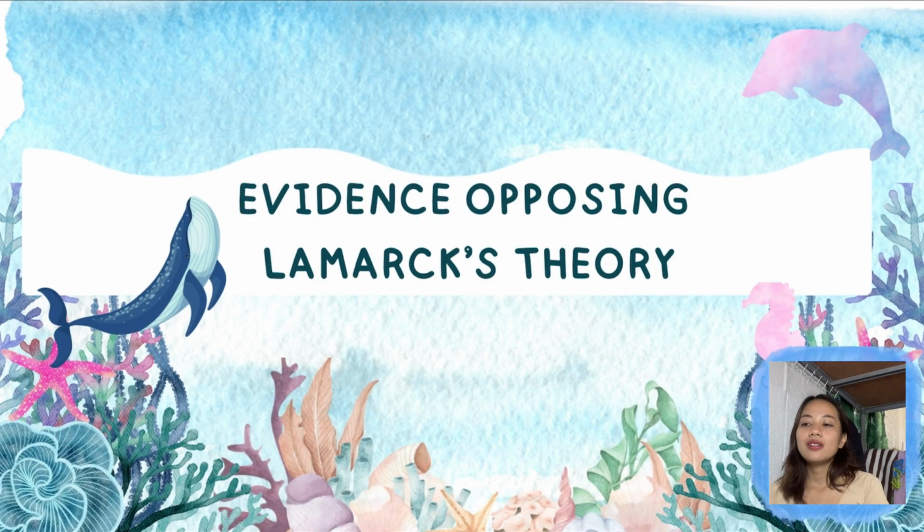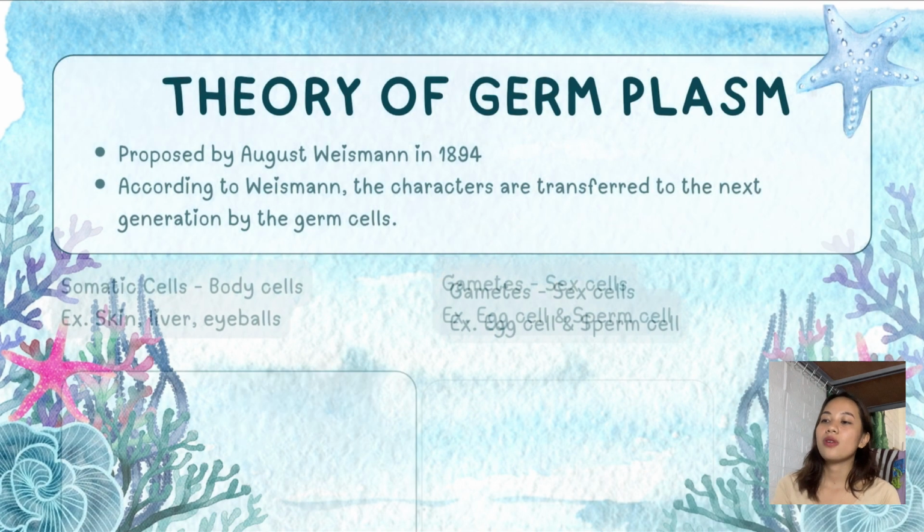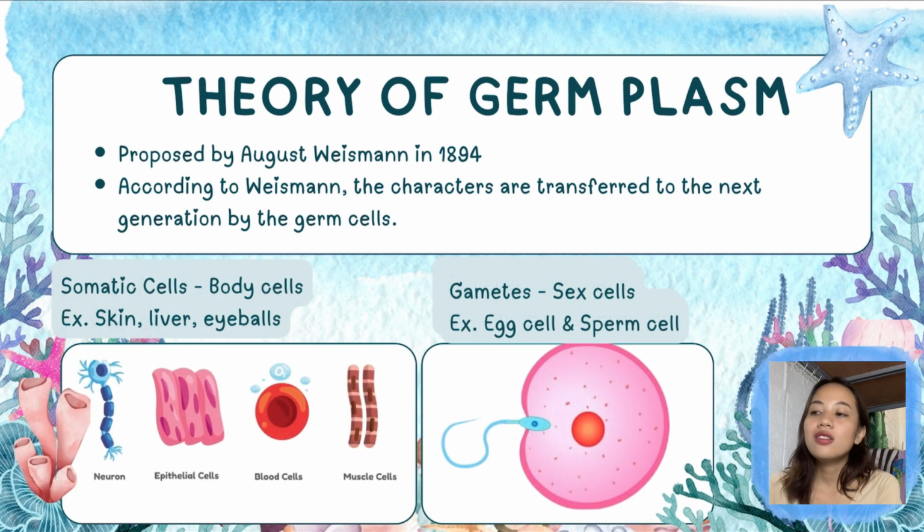However, even with Lamarck's theory and the examples or proofs that those laws or theories are possible, there is still evidence that opposes this theory. One famous example is the theory of germ plasm. This theory was originally proposed by August Weismann in 1894. According to him, characters are transferred to the next generation by the germ cells.